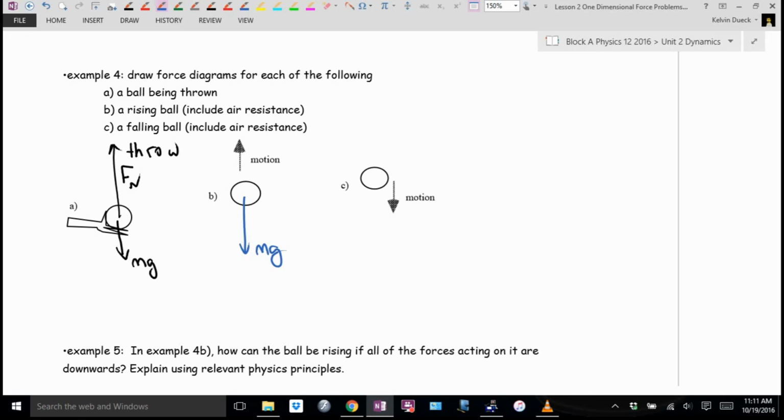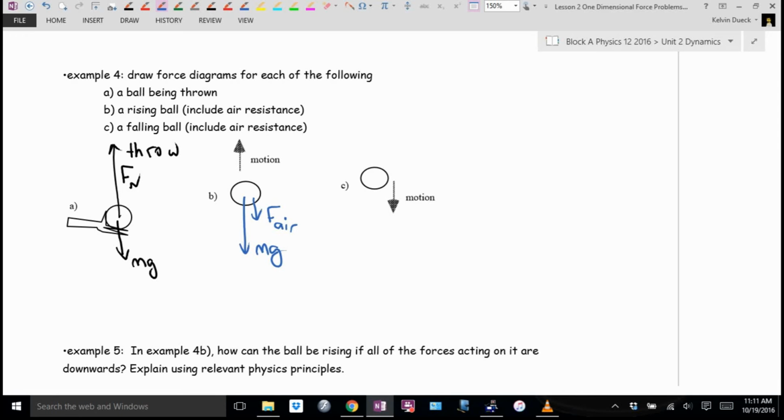What else? Which way is the ball moving? Which way would air resistance be then? So I'll draw that a bit off to the side, and I know air resistance is smaller than gravity. Gravity is really what slows the object down. Air resistance plays a role.